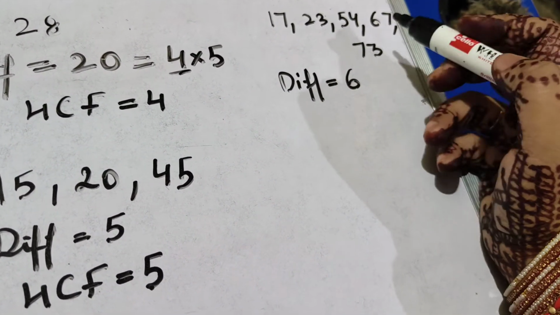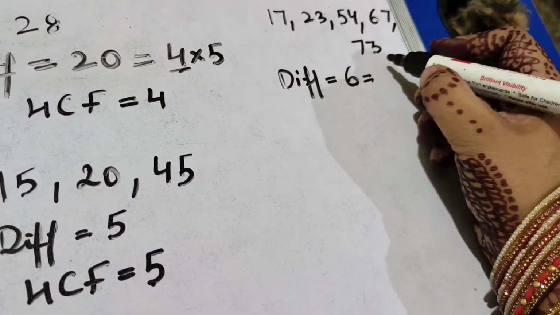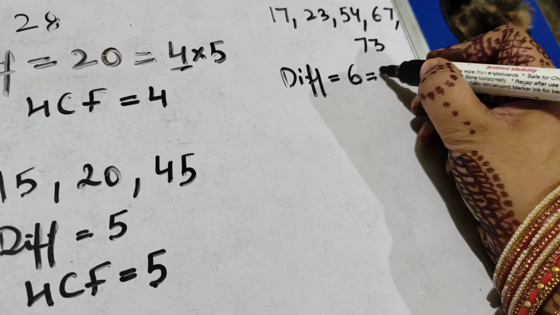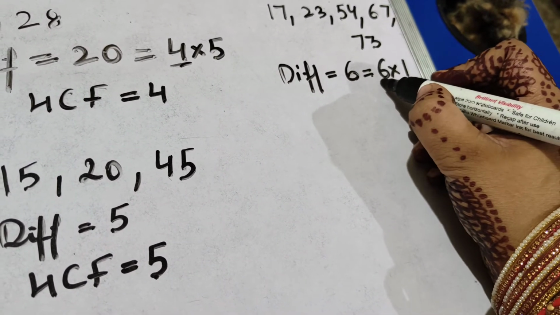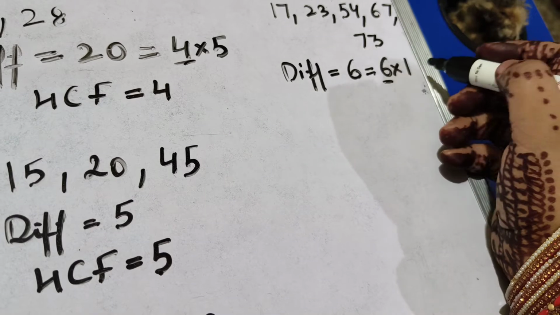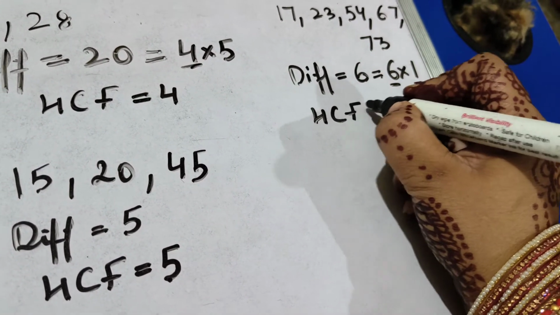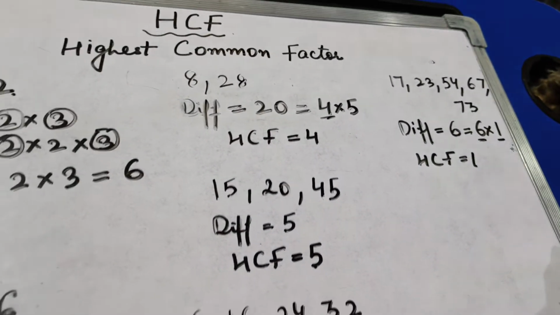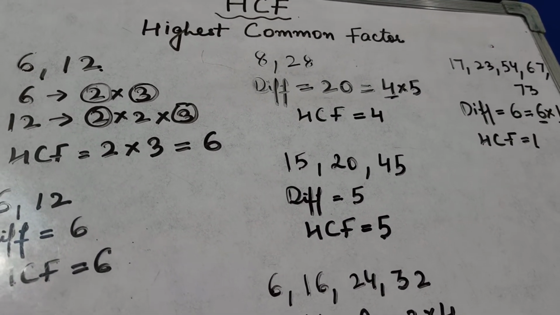So 6, of course, is not in the table of any of them. So again we have to make the factors: 6 multiplied by 1. Of course, when 6 is not in the table of all these, but 1 is in the table of all of them, so its HCF is 1. So this is the easy method with the help of which you are able to find the HCF.